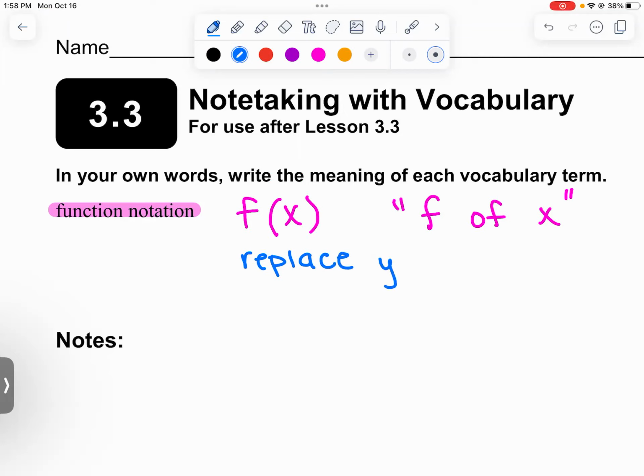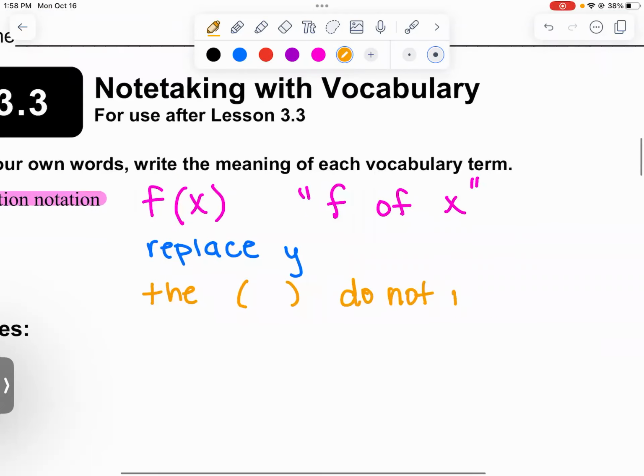Basically, we're taking the fact that functions are special, and we're going to give them special notation, f of x. Okay, this is important. In function notation, our parentheses do not mean multiply.